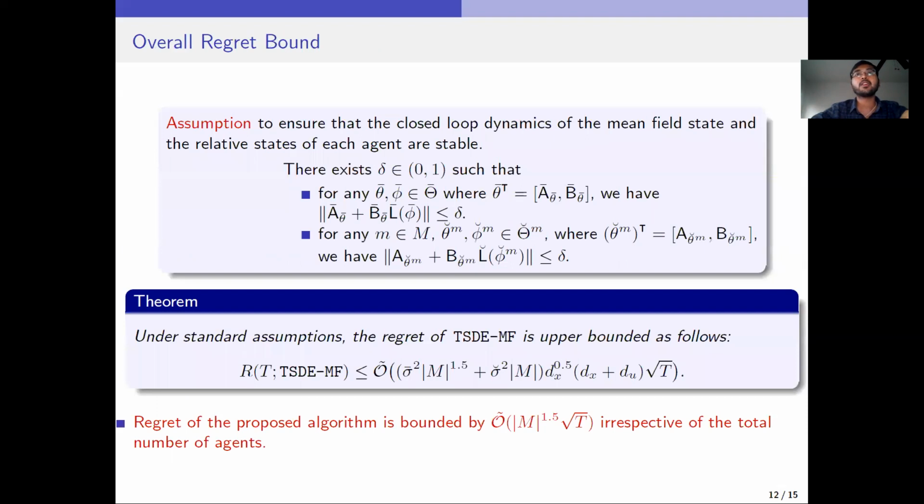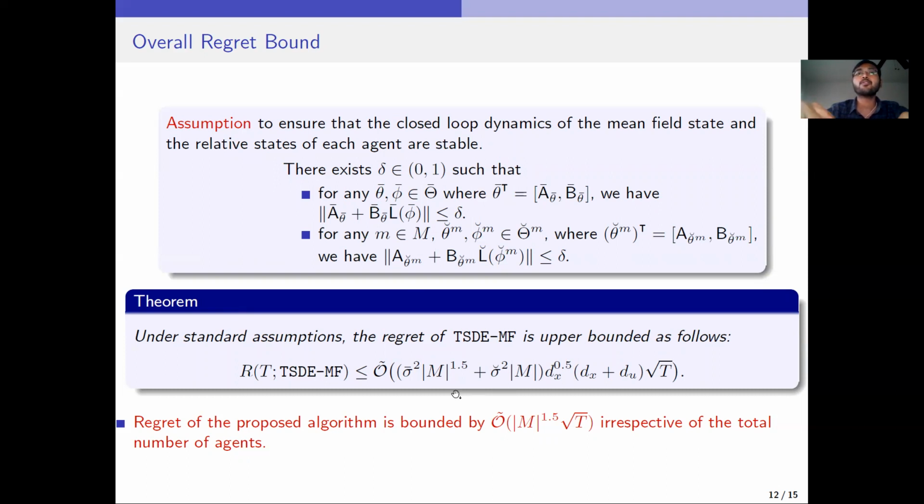Now, once we do the learning subroutines for the mean field and relative system, we are able to compute UI of. We have this particular standard assumption, to ensure that the closed loop dynamics of the mean field state and the relative state of each agent are stable. We have these two assumptions, and here we are using the induced norm.